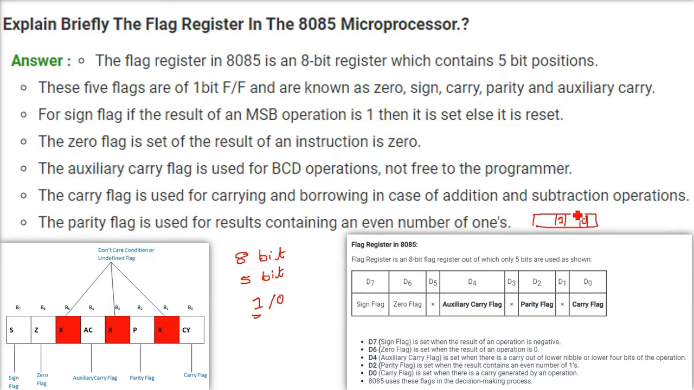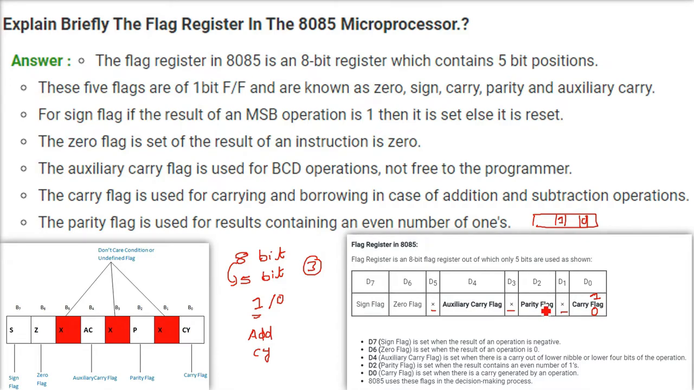Let me tell you about them one by one, D0 to D7. D0 is the carry flag, and this gets set when there is a carry generated by an operation. If we do some addition or subtraction and we need to carry something, this will be set, otherwise reset. We are not talking about D1, D3 and D5. We are talking about D0, D2, D4, D6 and D7. So 8 minus 3, 5 flags are being used.